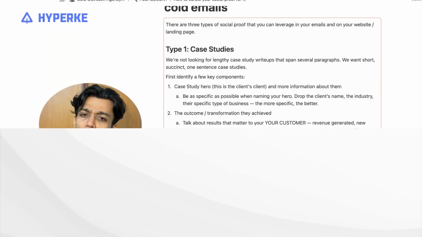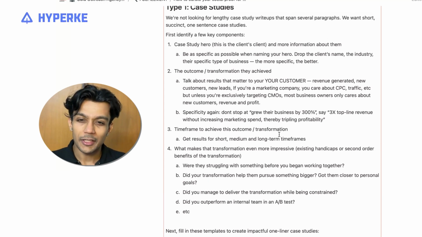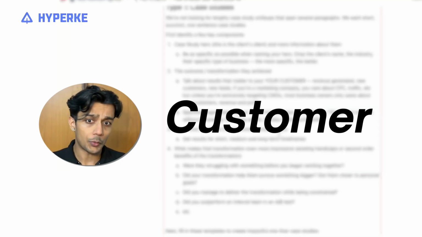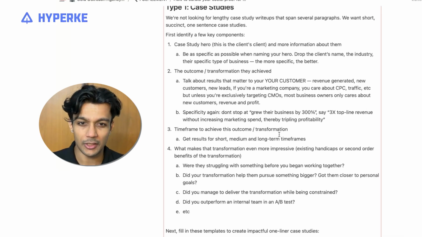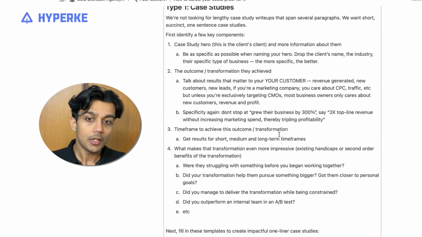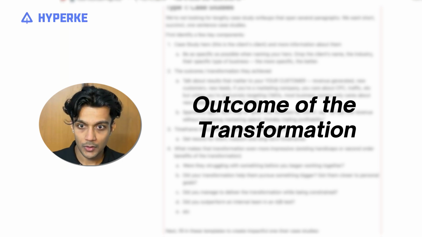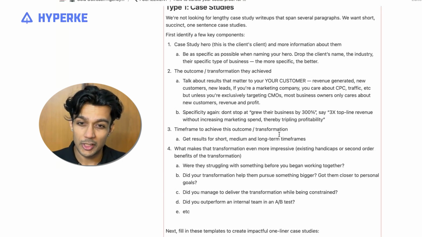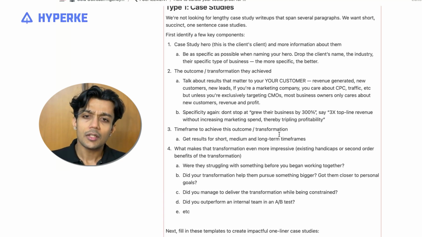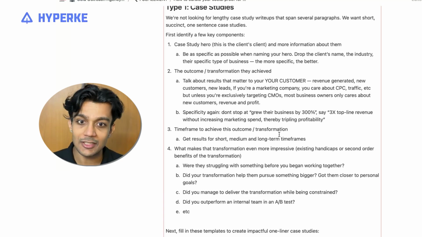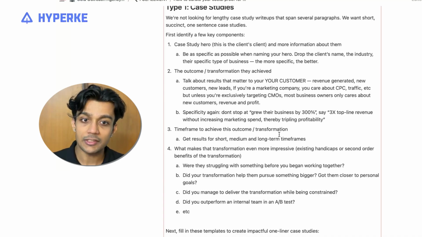So how do you structure your case studies? Every case study has 4 key components. Number 1, the hero of the case study. In this case, this is the customer that you helped, the company or the customer that you helped. That's the hero. Number 2, there's the outcome or the transformation that the hero achieved. All right. Now you want to be very specific about both of these things. When you point out the hero of your case study, wherever possible, try to include as many details as you can. For example, drop their name, drop their industry, drop exactly what they do as a company. The more specific, the better.